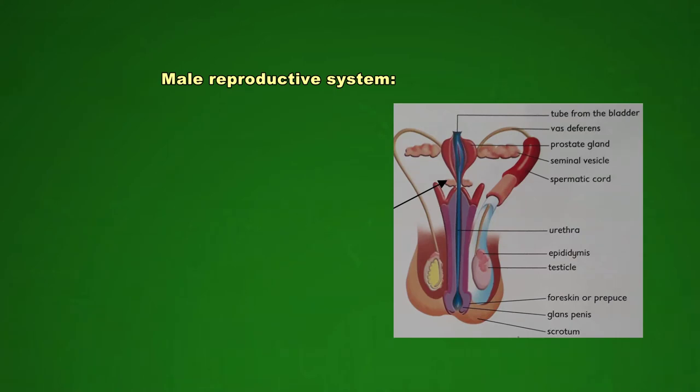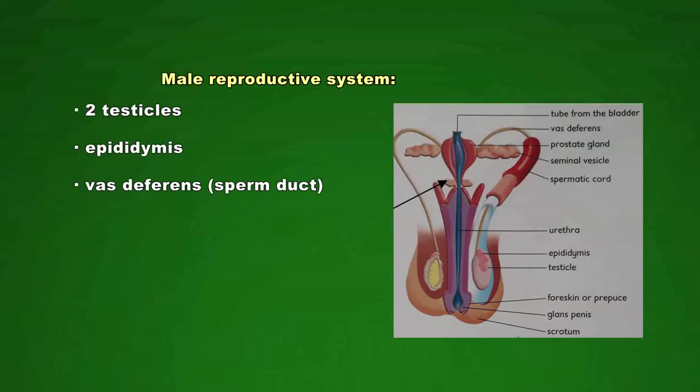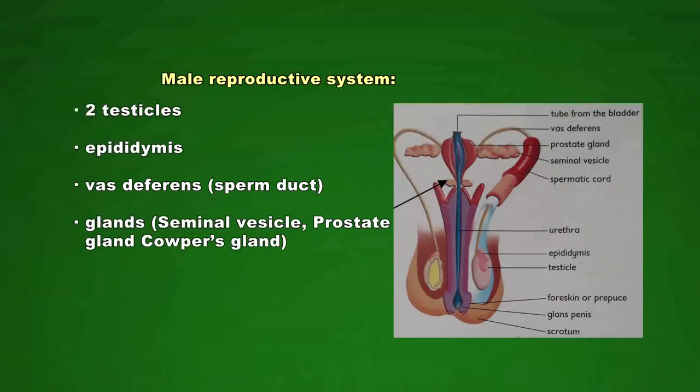Let us now look at the structure of the male reproductive system and its functions. The male reproductive system consists of two testicles, the epididymis, the vas deferens or sperm duct. Then there are a few glands such as the seminal vesicle, the prostate gland, and Cowper's gland. The urethra and the penis make up the last part of the male reproductive system.